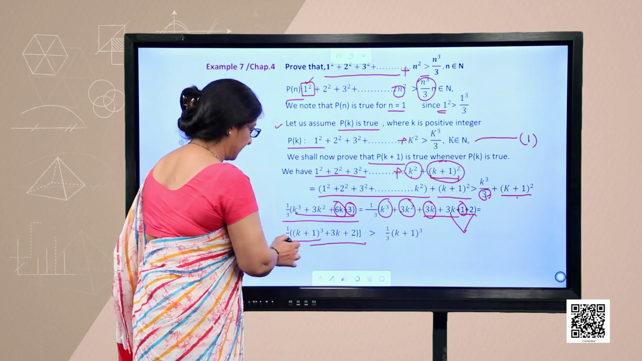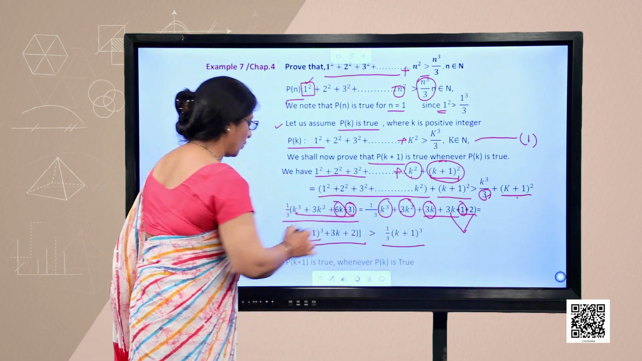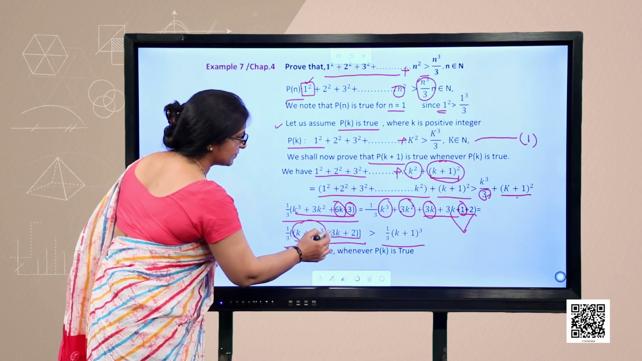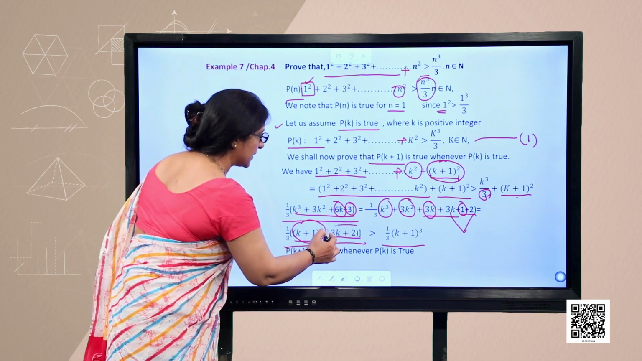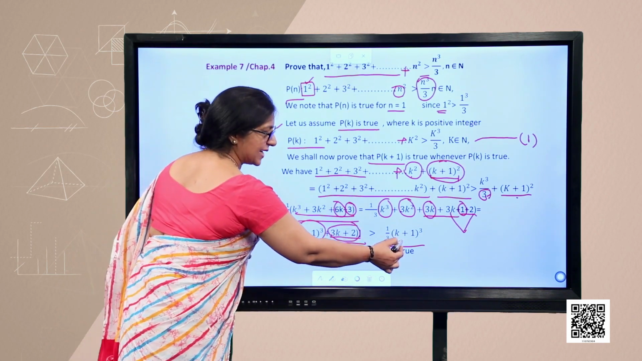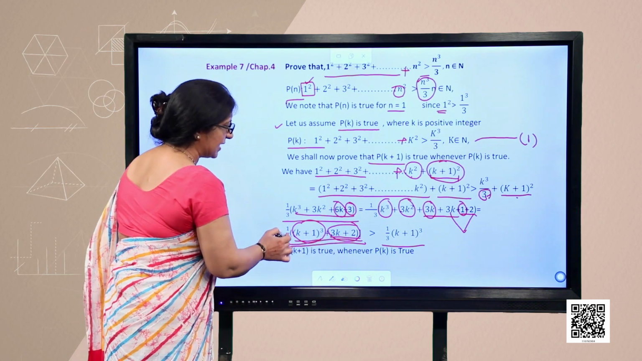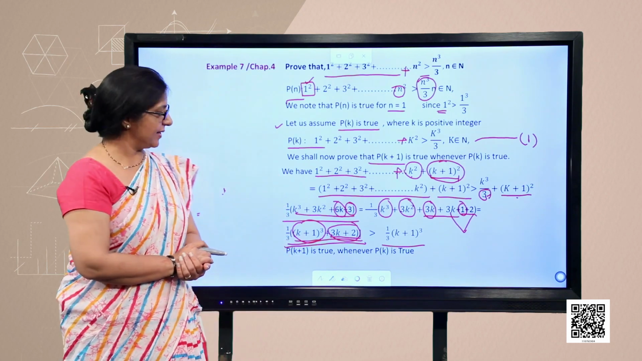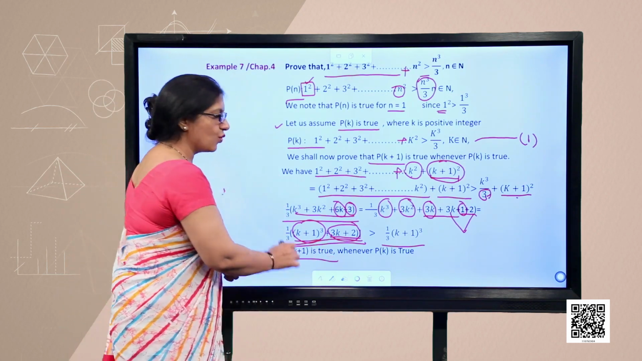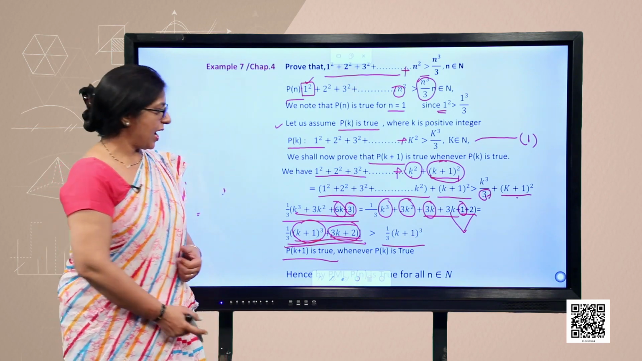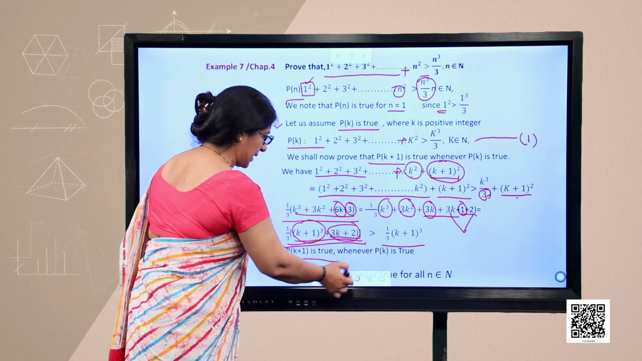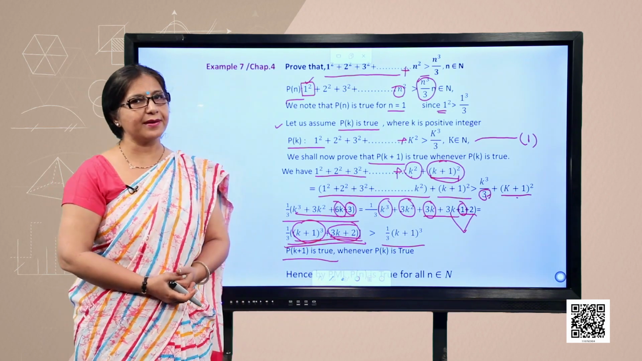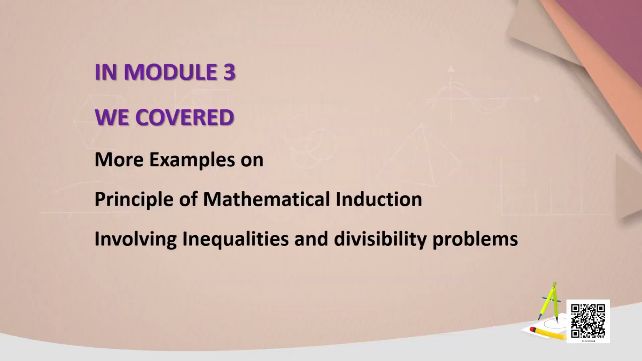and that is greater than k plus 1 whole cube, obviously, because if we take this much part, here something is more. On the left hand side, 3k plus 2 is more than this side. So, therefore, we can definitely say that the expression on the left hand side is greater than the expression on the right hand side. So, Pk plus 1 is true whenever Pk is true, and by PMI we can say that Pn is true for all n belonging to natural numbers.